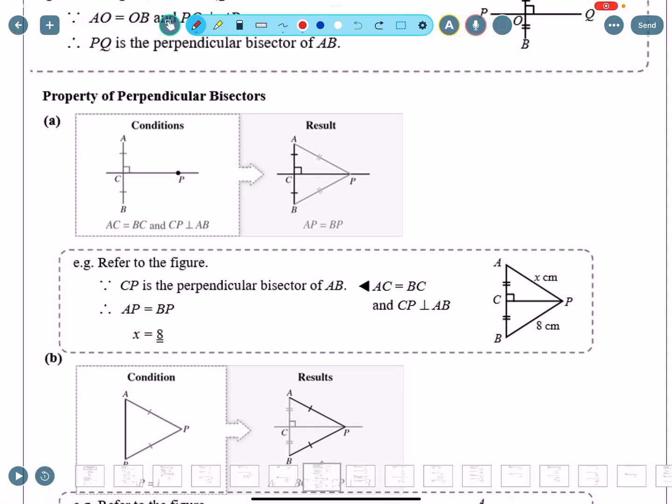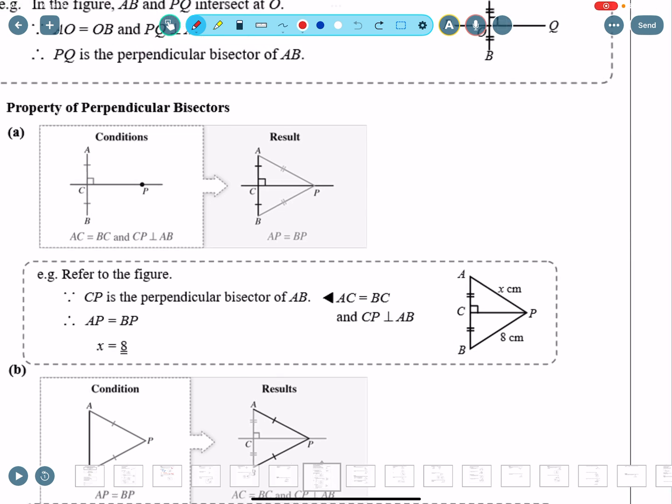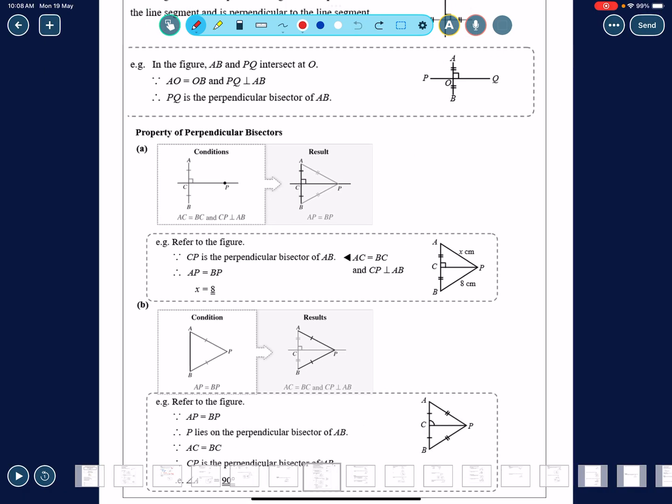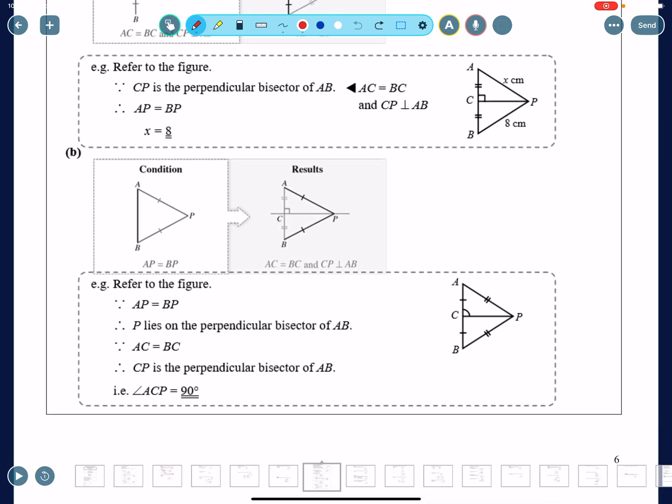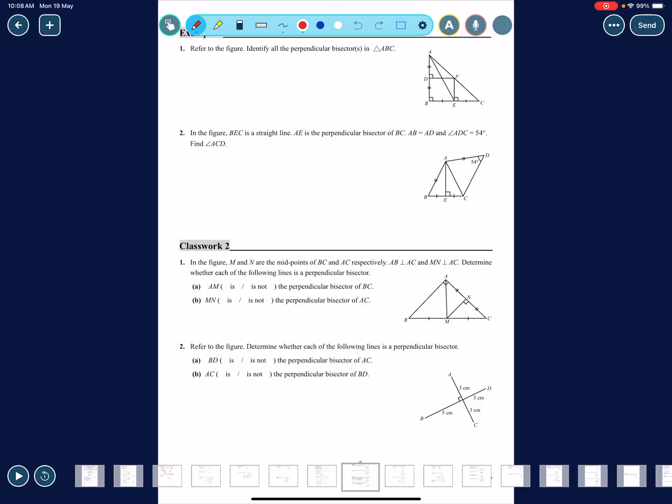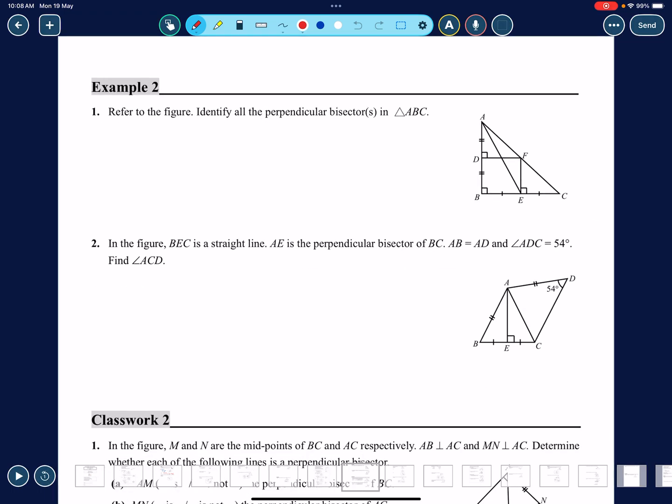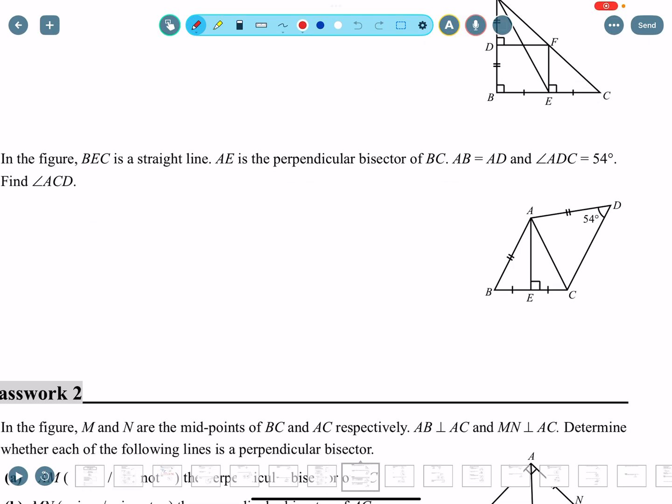Now, if you have a perpendicular bisector and you join the two corners to a point anywhere on the line, the same point, you will produce two equal lines, which is an isosceles triangle. If you have an isosceles triangle, you can actually produce a perpendicular bisector by drawing a line through the middle. Now let's just do one question.